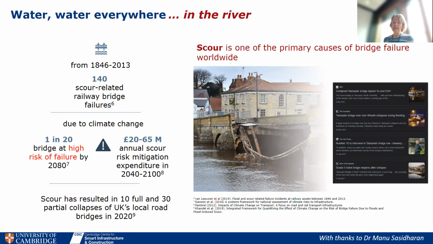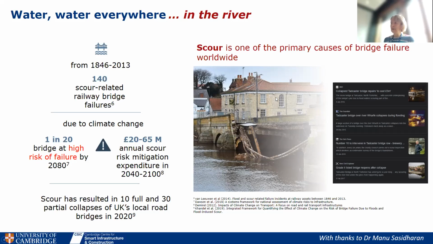And at the moment, it's anticipated that 1 in 20 of our bridges are likely to be at high risk of failure due to scour by 2080 if nothing is done about it. And that will have between 20 and 65 million pounds worth of scour risk mitigation expenditure required. And it's already resulted in 10 full collapses and 30 partial collapses of local road bridges in the UK in 2020 alone. So as you can see, this is not something that is just speculative, it's real.